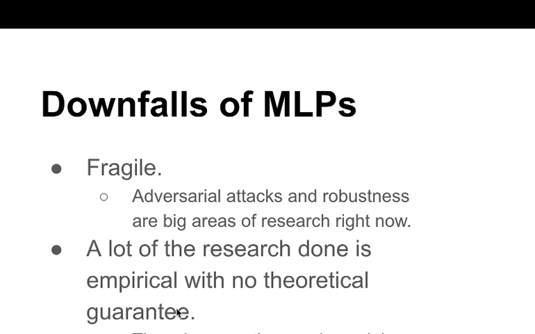And the last downside is that a lot of research done is empirical, with no theoretical guarantee. A lot of what we do is, we think it might work, so we test it out, and then we come up with the math after, just to somehow back it up, right? And sometimes people don't even come up with the math after. They just say, okay, it works. It produced better scores, and then they publish it.